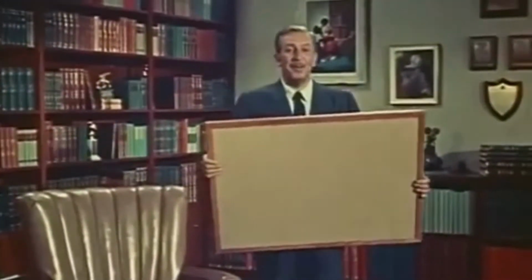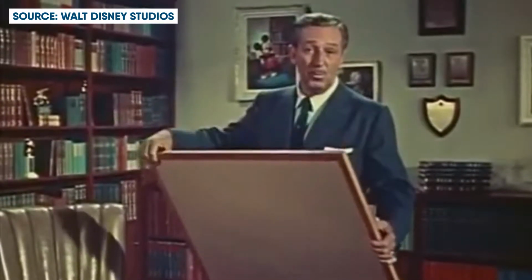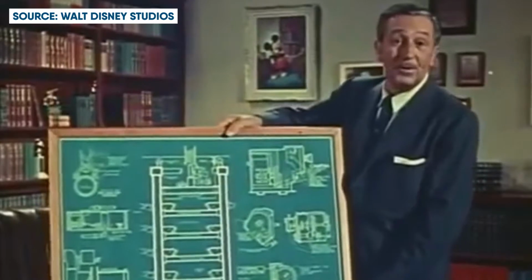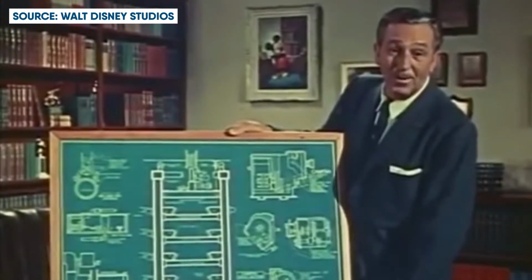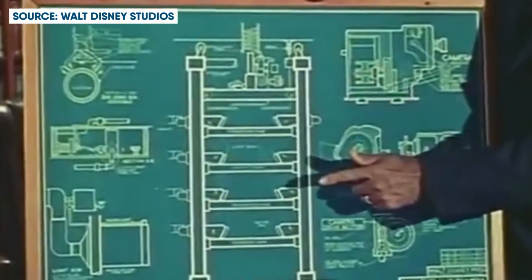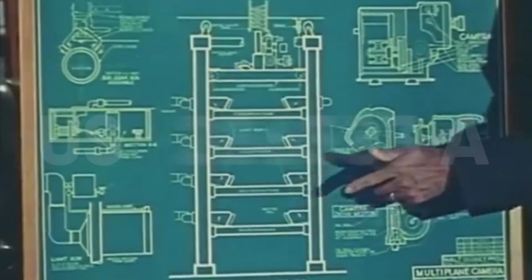Now, this is a different kind of drawing. It also came out of our school of self-improvement here at the studio. It is the blueprint of a piece of equipment designed to make cartoons more realistic and enjoyable. This is the plan for a super cartoon camera. We call it the Multiplane Camera.